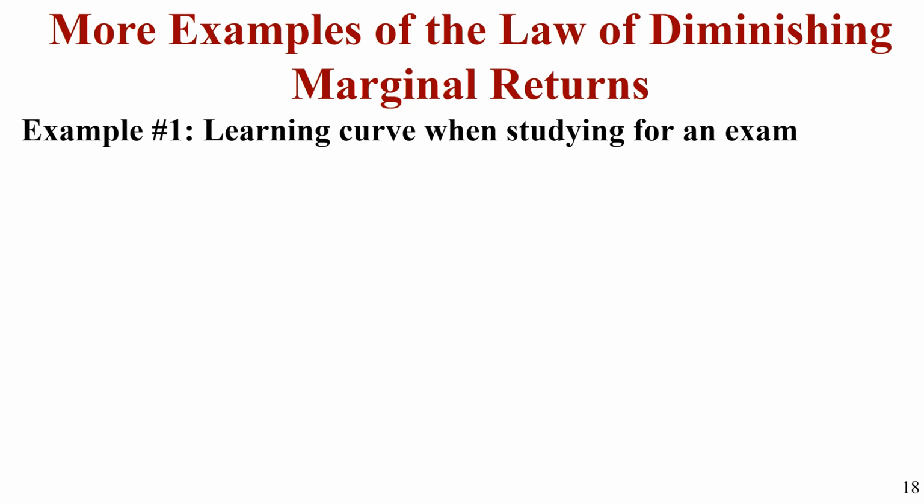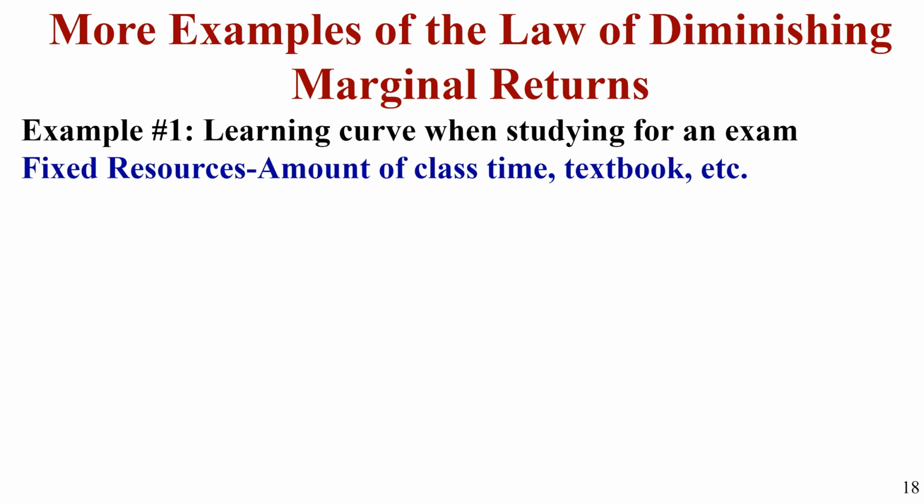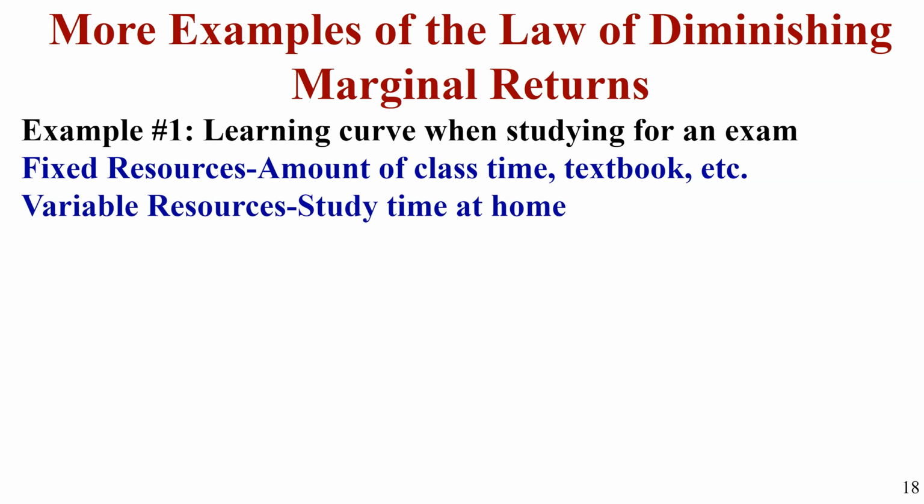Now, more examples of this idea of the law of diminishing marginal returns. Think about when you're studying. You're going to take a test or a quiz or something, and you're studying for this, and you have resources. You have a textbook, you have time in class in order to study for this, but you have variable resources also. You can spend hours outside of class, and probably a limited amount of them because they are scarce, but you can spend more hours outside of class than you can inside.